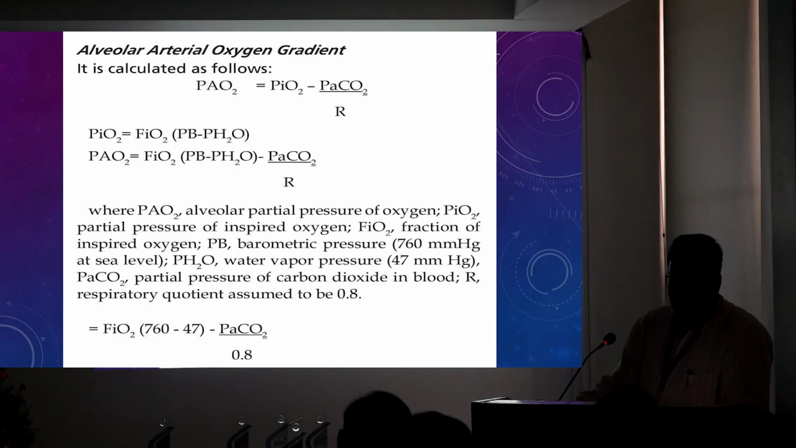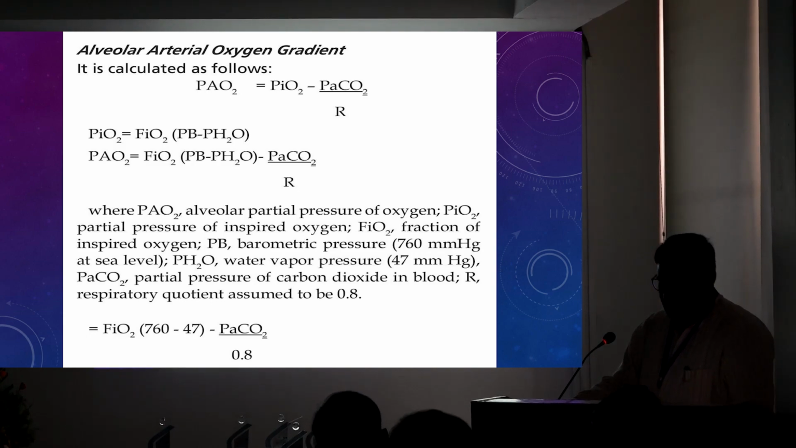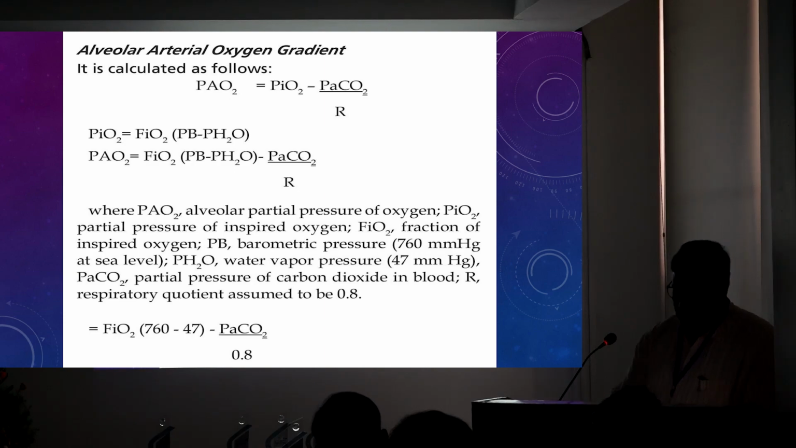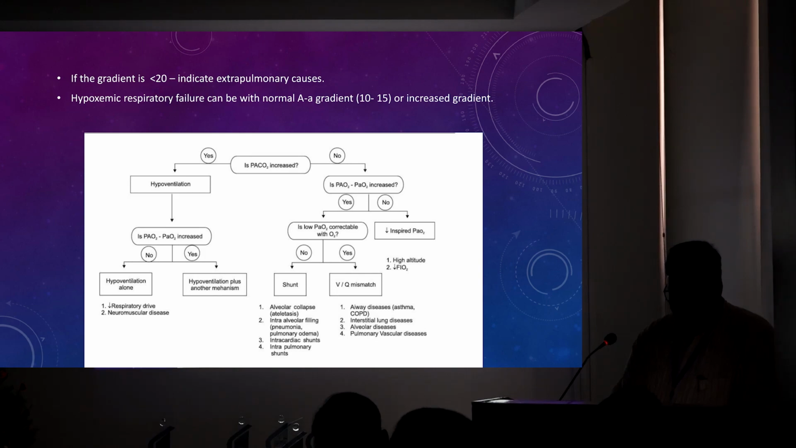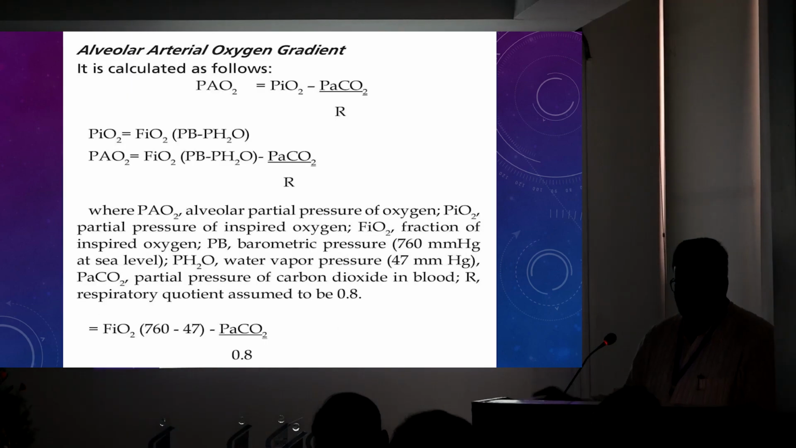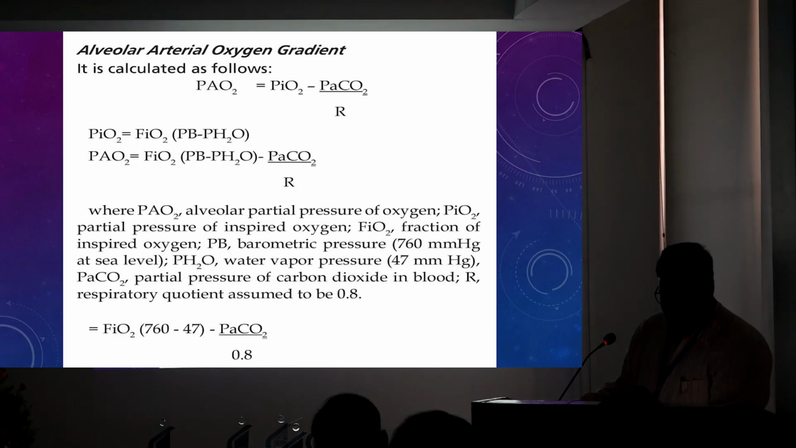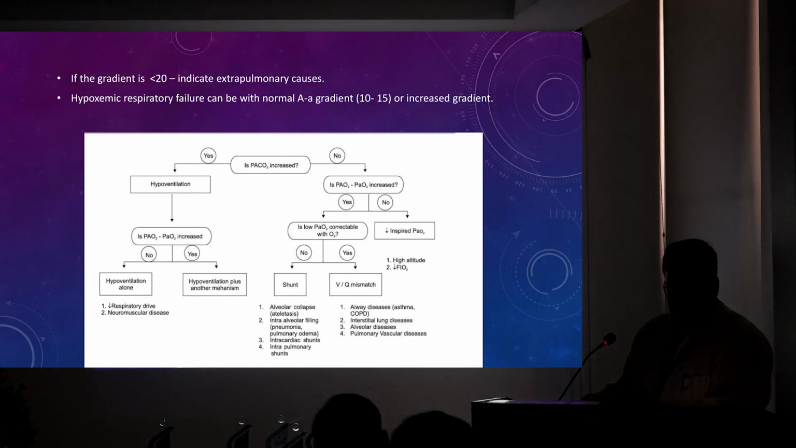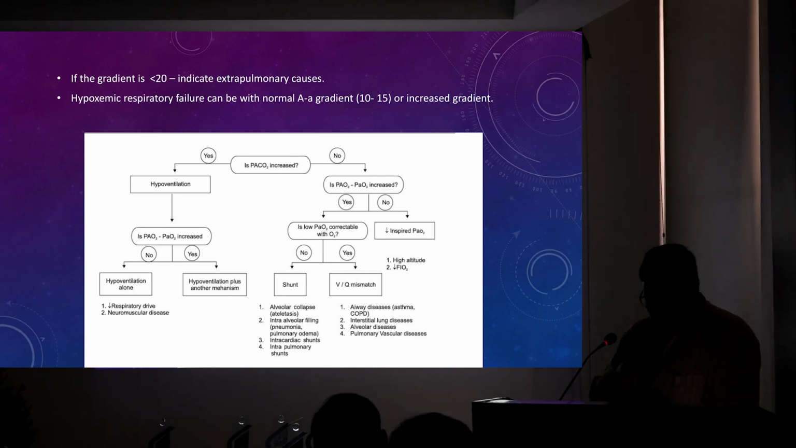So this is the alveolar-arterial oxygen gradient. We need to calculate it once we have hypoxic patients, because this will help us in narrowing our differentials. I am not going into how we calculate the alveolar-arterial oxygen gradient, because I think it is known to most of us. Now if the gradient is less than 20, it indicates extrapulmonary causes, and hypoxic respiratory failure can be with a normal arterial gradient or an increased arterial gradient.